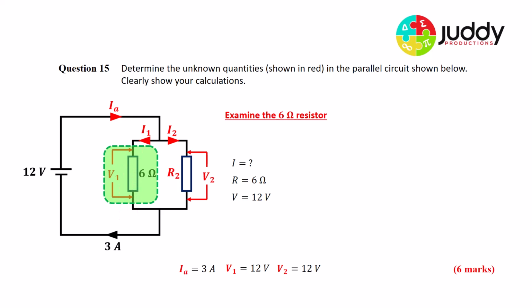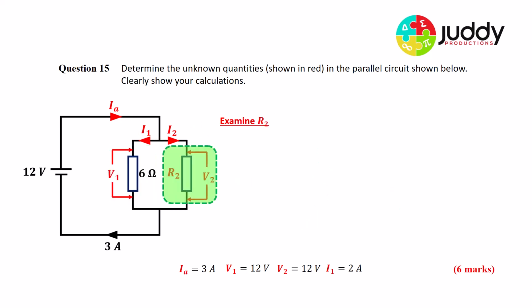So I want to find the I, I have the R, I have the V. Ohm's law, V equals IR. I want to find the current, so I cover that with my hand, and I'm left with I equals V over R. Let's now substitute and solve. V was 12, R was 6, 12 divided by 6 gives me a current of 2 amps. So the current going through the left-hand side branch of this parallel circuit is equal to 2 amps.